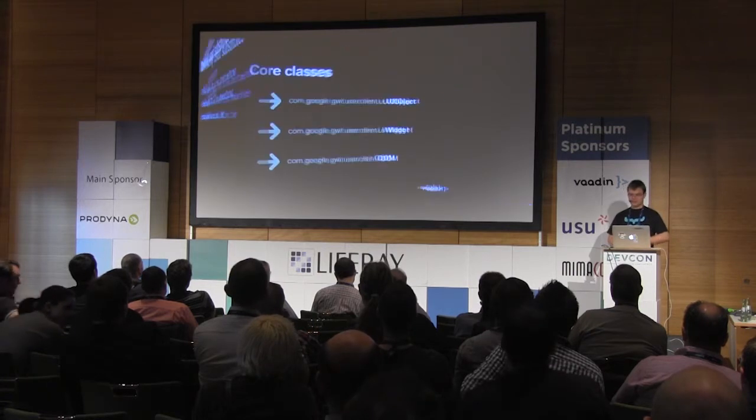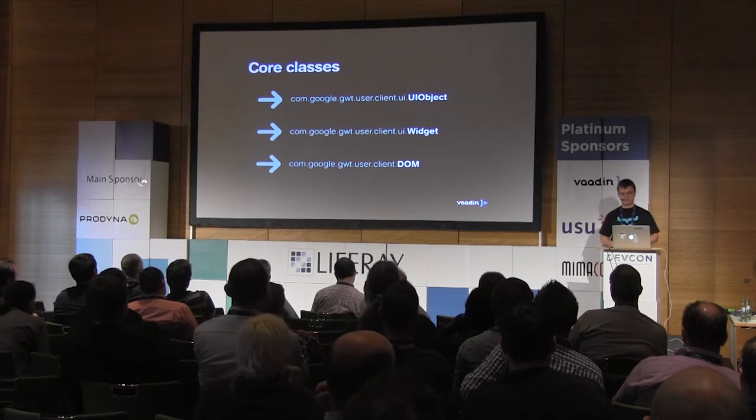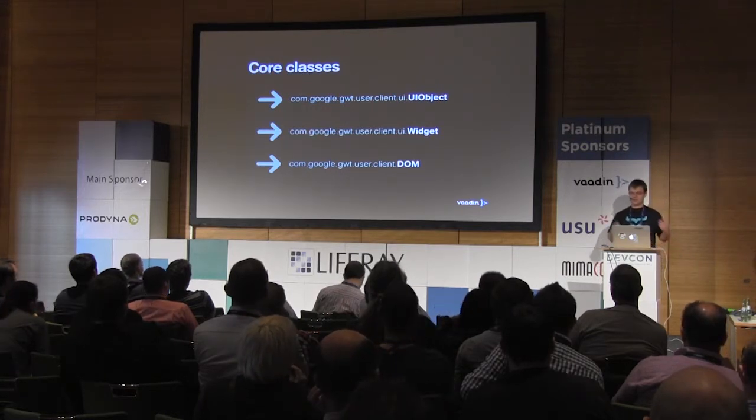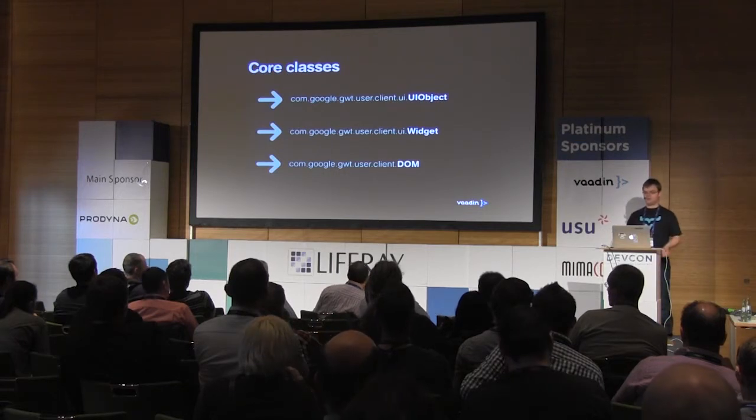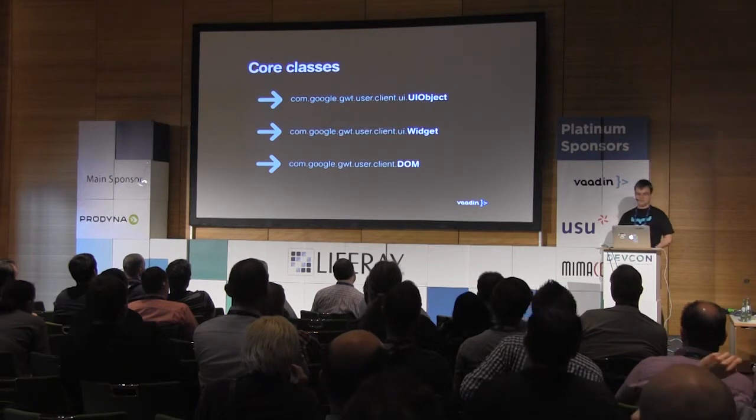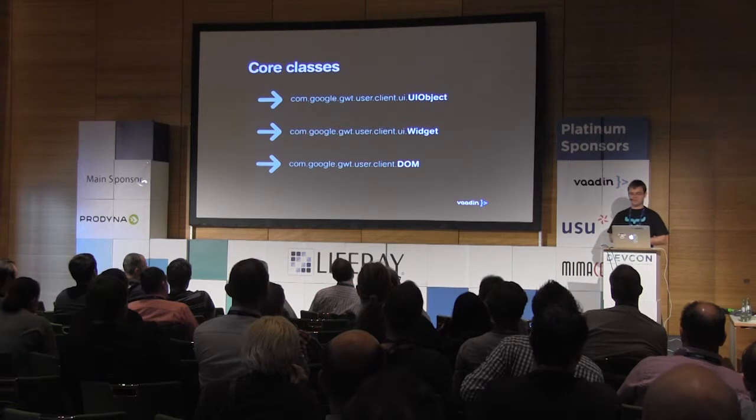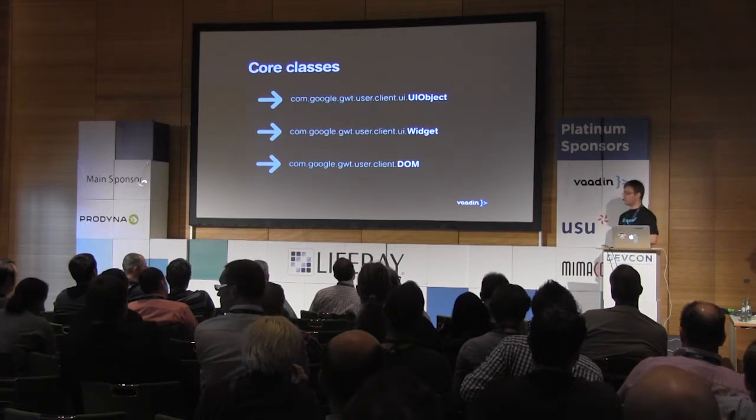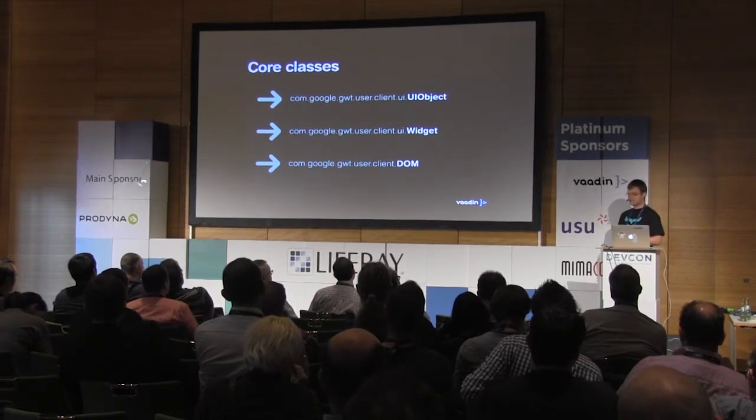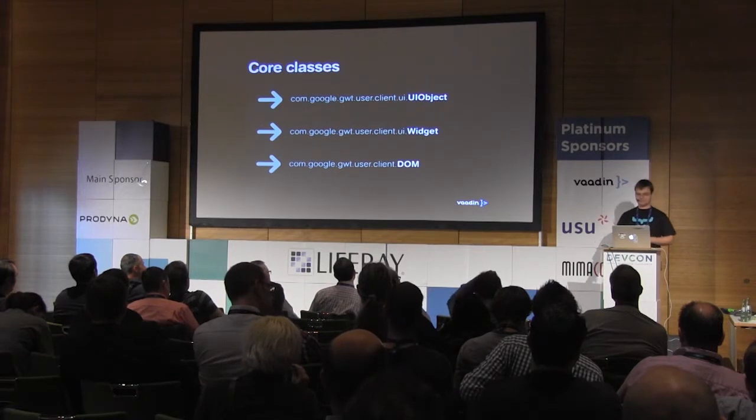There are also core classes that you use to develop GWT applications. UIObject is the class that all GWT widgets derive from. This is a simple wrapper around a DOM element. It supports sizing and styling. A Widget is something that extends UIObject, and it supports receiving events. That's the base class for most GWT widgets. And there is a DOM class that you can use to manipulate the document object model.